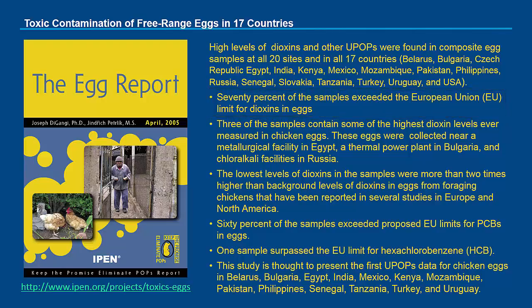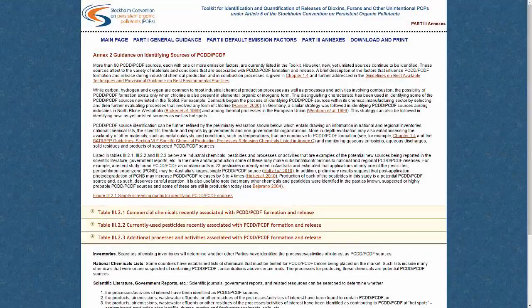Now we'll return to Annex 2. The commercial chemicals and pesticides in these first two tables have been associated with dioxins. Dioxins have been detected in the substances themselves or in gaseous, liquid, or solid residues from their manufacture. There are many other chemicals and pesticides that are known, suspected, or highly probable dioxin sources. Some are still produced and used today.